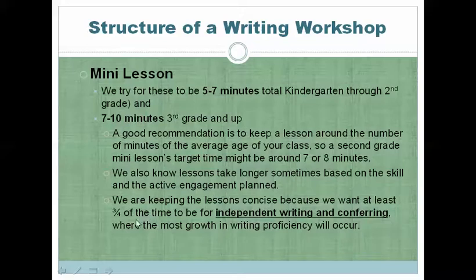The reason is because we want to keep our direct teaching to about a quarter to a third of the time in a writing workshop. We do want the majority of the time to be for students to use what we've taught them and for us to be able to coach them in that moment. And that's where we find the most growth in writing proficiency, is when students have more time to practice and when the coaching in that setting is very tight and we are keeping track of what we're teaching students.